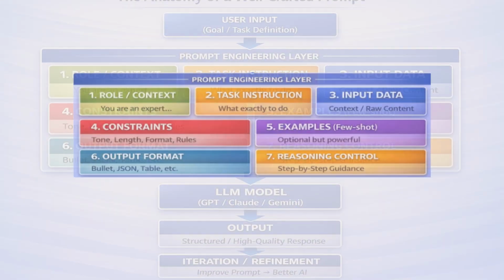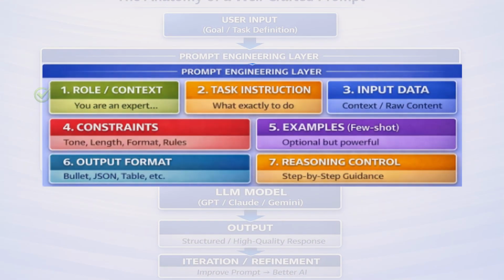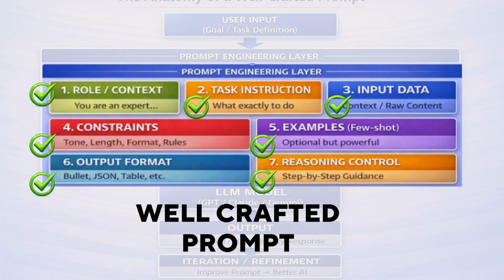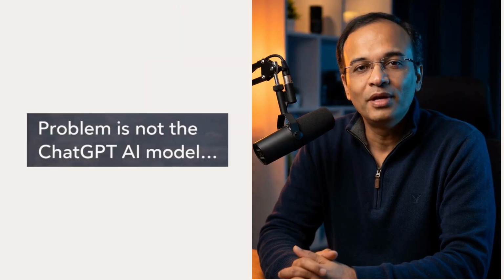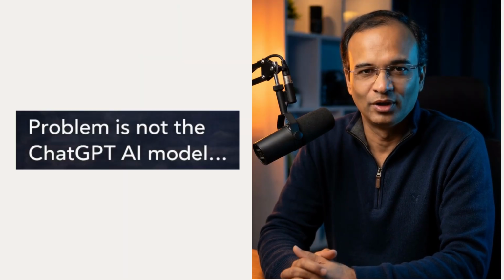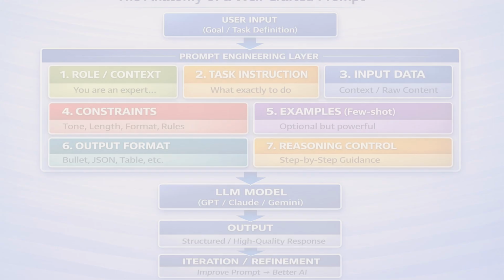The most important one is the prompt engineering layer, where we will step by step see how to prepare a well-crafted prompt. Have you ever asked ChatGPT or any AI model something and it gave you a completely confusing answer? The problem is not the ChatGPT AI model. It is your prompt, which should be well crafted before you send it to the AI model.